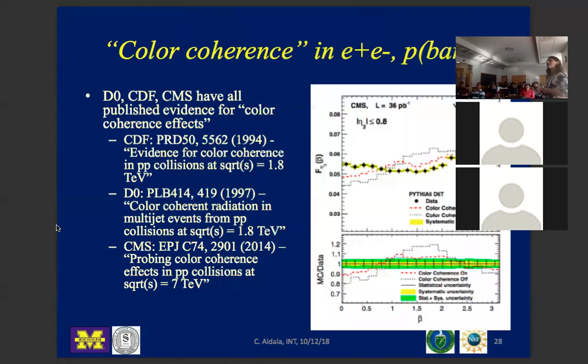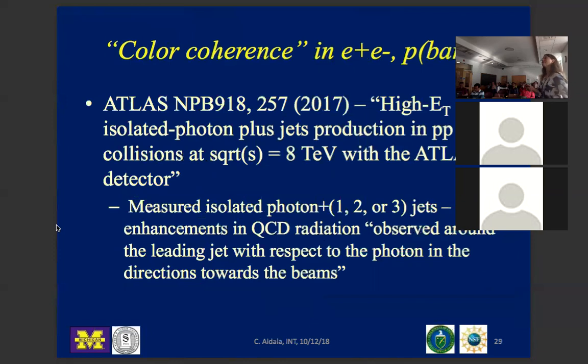So here are just a few plots and the references for CDF, D0 and CMS. This is a CMS paper. This beta variable is related to angular separation of the three jets. Their titles are Evidence for Color Coherence, Color Coherent Radiation in Multijet Events, Probing Color Coherence Effects in pp, the CMS papers from 2014, relatively recently.